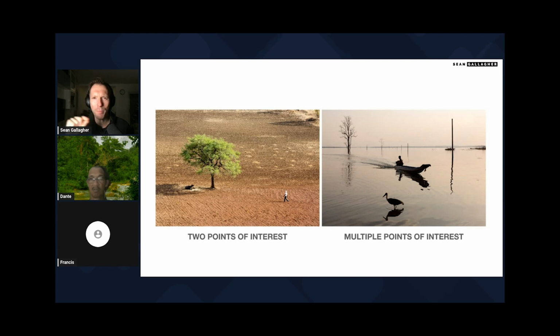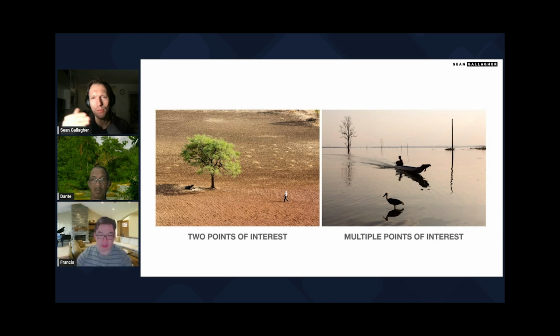Then moving on from one point of interest, if you look at the image on the left, you can see that we can start to think about using two points of interest. In the image on the left, the two points are, one, the tree on the left, and second, the man walking out towards the tree. What this does, again, is provide a balance within the frame, and it creates this connection between the two elements, which starts to tell a story. It starts to give the viewer an idea that something is happening between the two elements.